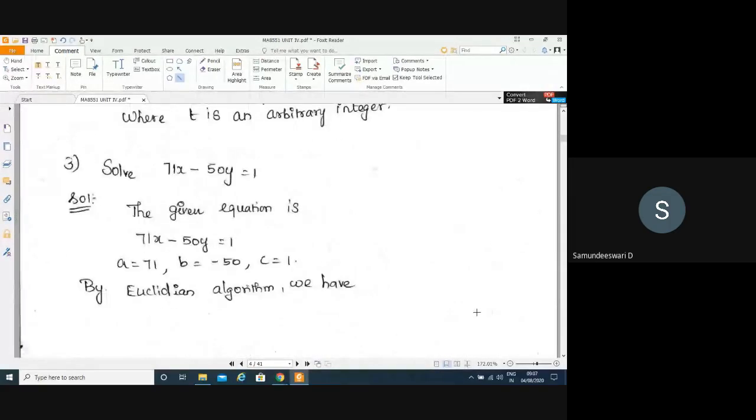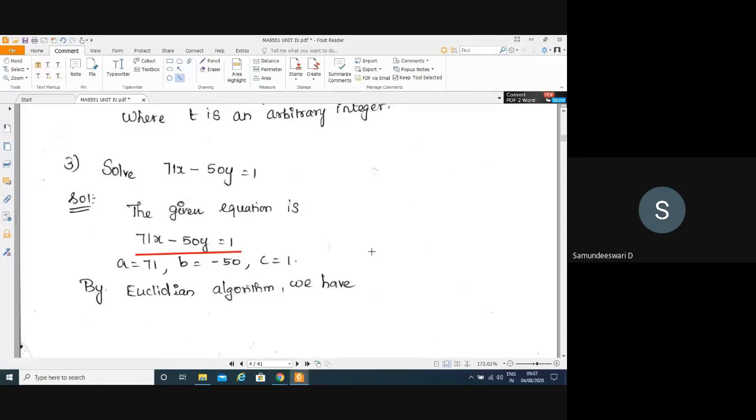So in the same way we are going to solve the third problem: 71x minus 50y equal to 1. This is your linear Diophantine equation. Your A value is 71, the coefficient of x, the B value is minus 50, the coefficient of y, and C is your right hand side constant term, which is equal to 1.